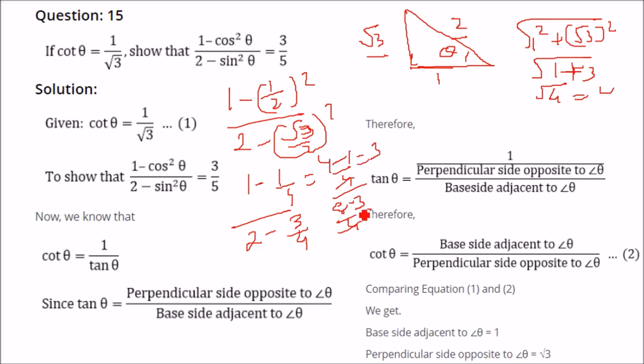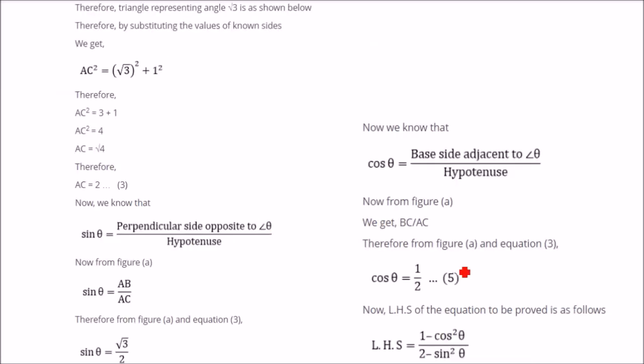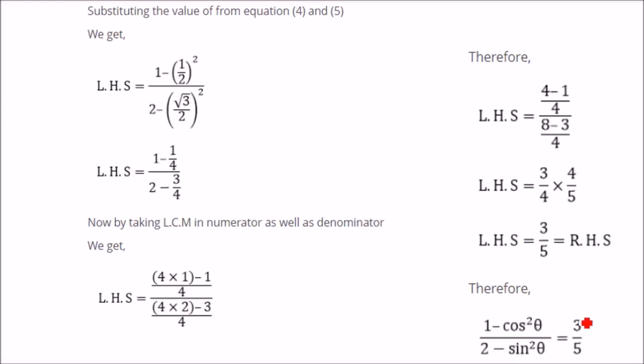This gets cancelled. This is 3. 8 minus 3 is 5. 3 by 5 is the answer. So this is how you get 3 by 5.